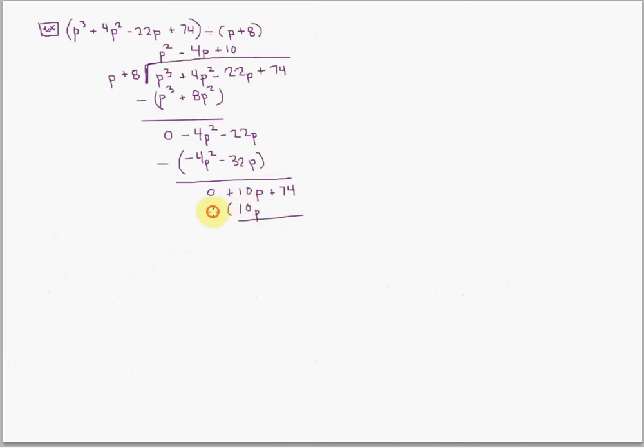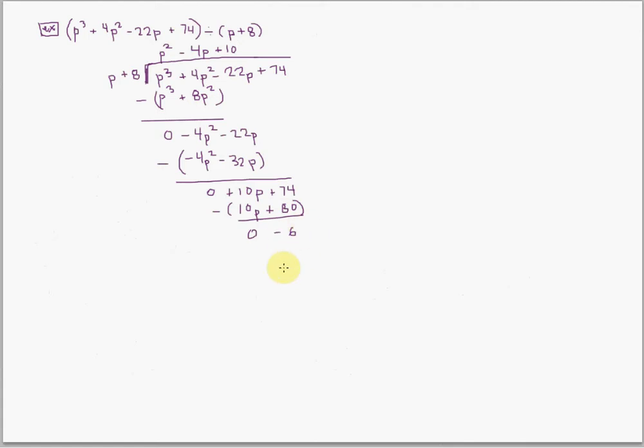We're going to be subtracting those. And now we multiply the 10 by the 8 to give us 80. And then we subtract. 10p minus 10p is 0. 74 minus 80 is a negative 6. So in this situation, this means that we have negative 6 as the remainder. So here you hear it's called the remainder.